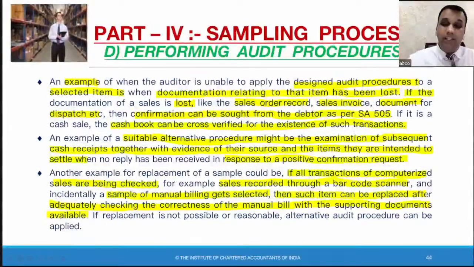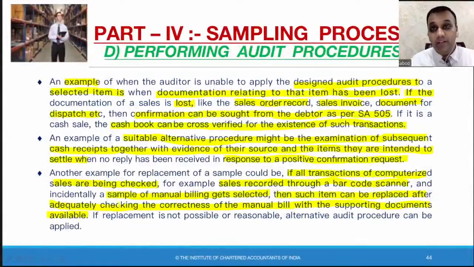So we are checking all the entries in the data with the sales recorded through a barcode scanner. You see, in those franchisee businesses and the departmental stores, they just scan the barcode on every product, and the bill gets automatically prepared through the barcode scanning machine, from the computer, their software. While checking those sales, we come across a manual bill.